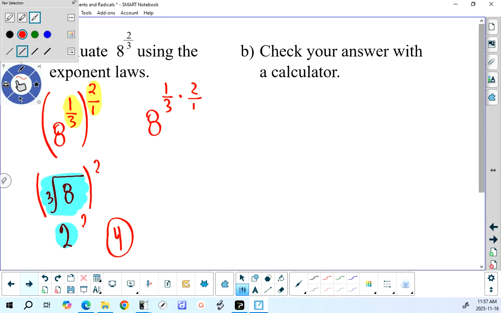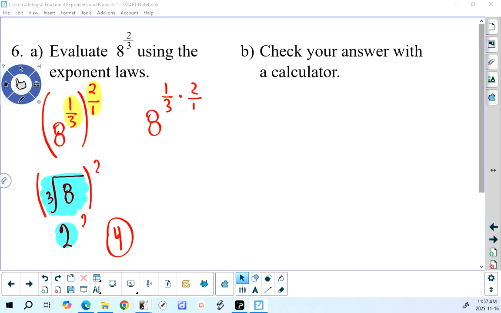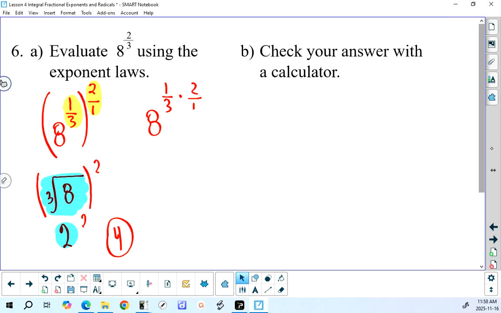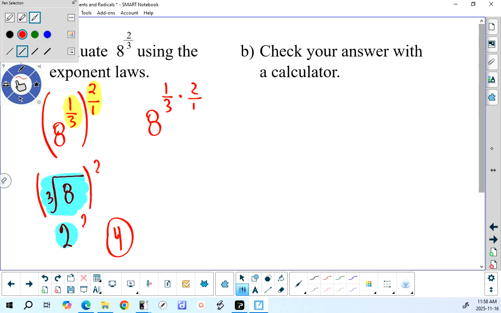We still have to raise it to this 2 over here, and we get an answer of 4. So the question is now in B, what is it that we get when we check this with a calculator? So what do I get when I take 8 raised to the 2 over 3? Well, I get 4. So the exponent laws match with the calculator. Now we're learning something from this, and it's about to be summarized. So this all checks out.